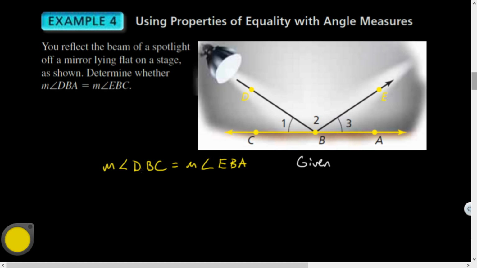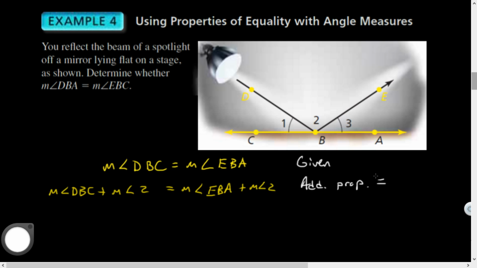So what I'm going to write is this. I'm going to add angle 2 to both sides of the equation. So measure of angle DBC plus the measure of angle 2 is going to equal the measure of angle EBA plus the measure of angle 2. Now the reason that is true is addition property of equality. I've just added the same thing to both sides.